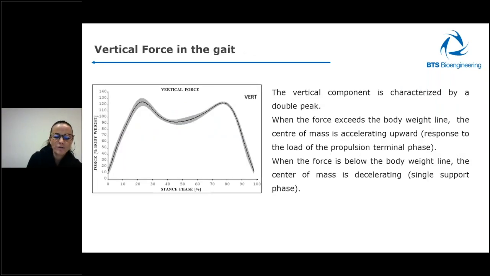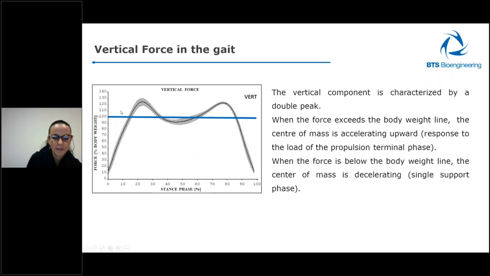Finally, we have the vertical component, which, as you can see here, is characterized by a double peak. To correctly assess this force, it's useful to keep in mind the body weight line, which is obviously fixed on 100% of the vertical axis.